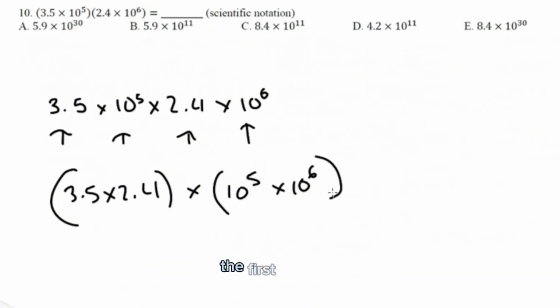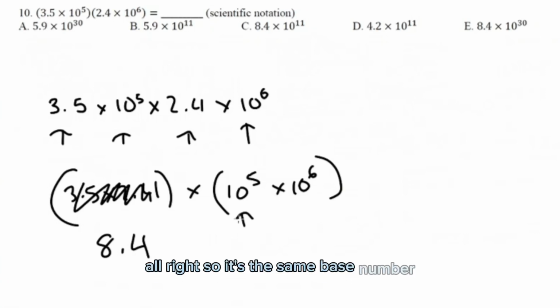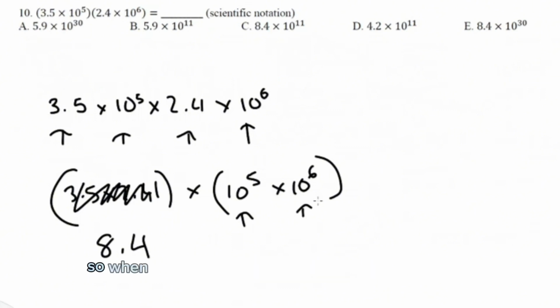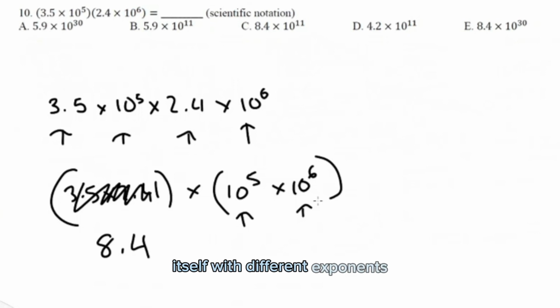Alright, so let's do this. So first, 3.5 times 2.4, that is just 8.4. Next, 10 to the power 5 times 10 to the power 6. Alright, so it's the same base number with just different exponents. So when you're multiplying the same base number by itself with different exponents, all you have to do is add the powers, which is 10 to the power 11 in this case.